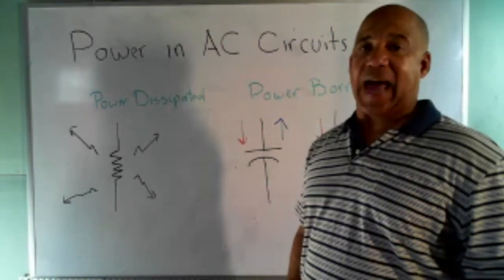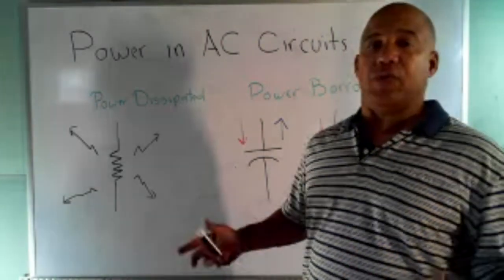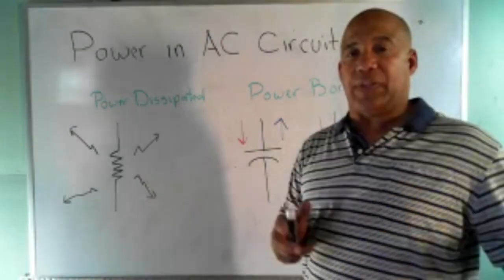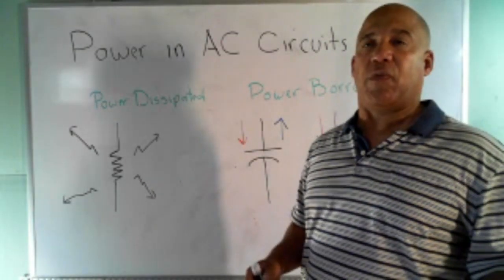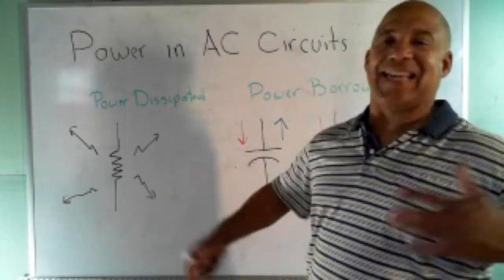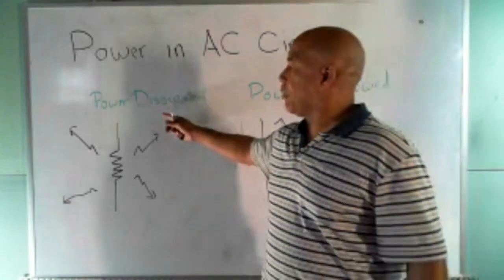You know, in order for work to happen, you have to have something moving. You have to have a force, and the force has to act through a distance. So the force has to cause something to move. So if I want to make something move like a motor, if I want to cause any kind of work to happen, that only happens with resistive power.